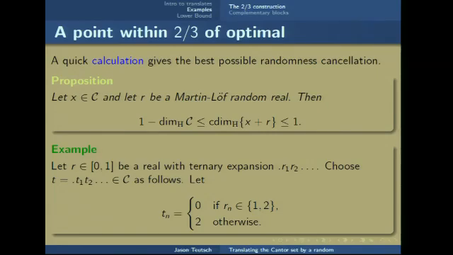So the question is how close to the bottom can you get. It's easy to get the top end. If you take your point x to be 0, then the Martin-Löf random real already gets you the right-hand side. So how close can you get to the bottom? This is the question. Okay, so let's take R to be any real with ternary expansion R1, R2, and then you can define another set T like this.